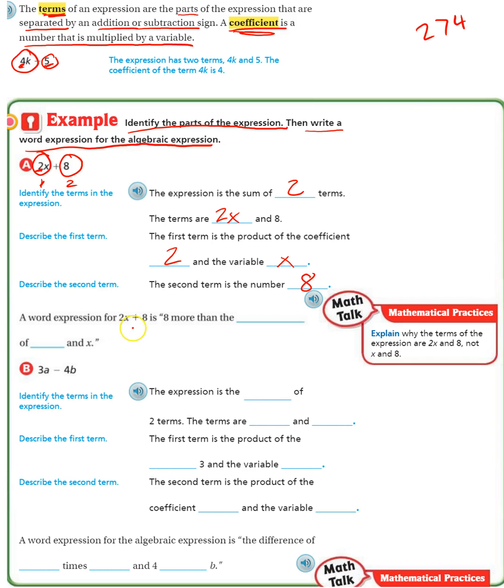A word expression for 2x plus 8 is 8 more than the product, because 2x means 2 times x, product of 2 and x.